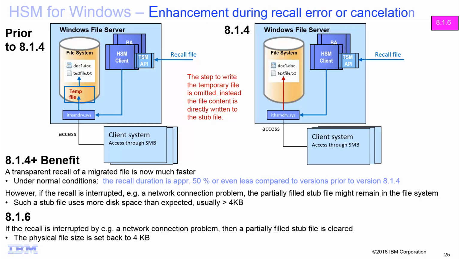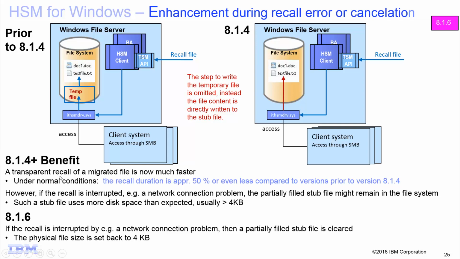HSM for Windows. This enhancement is building upon an enhancement that was put in 8.1.4 that has to do with the way that we recall files. Prior to 8.1.4, when we did a recall of a file, we would create a temporary file and then restore that file to its original location. In 8.1.4, we changed the way that that was done and got rid of this temp file. This actually sped up the recall by about 50%, so it was a big performance impact.